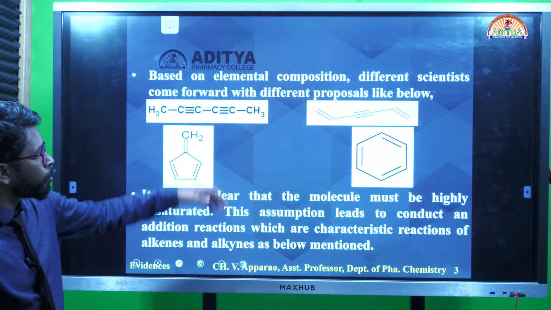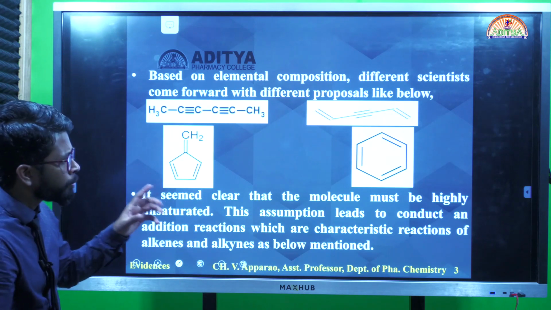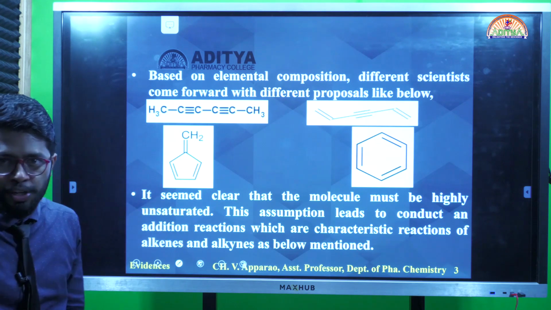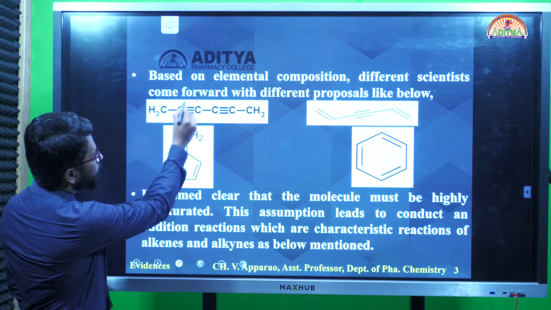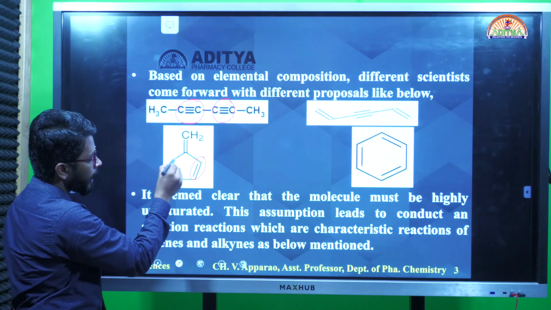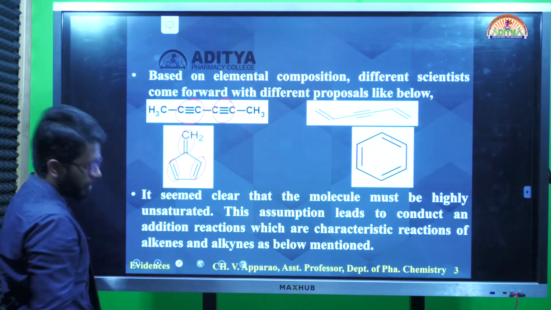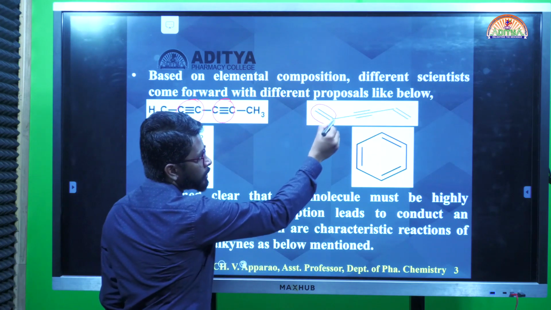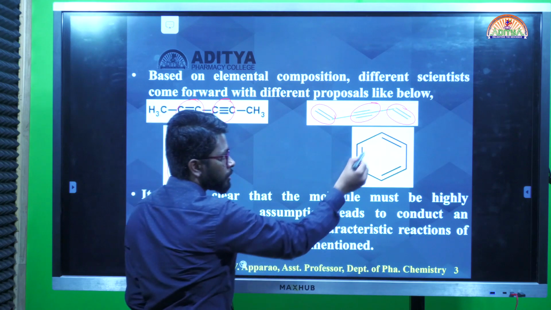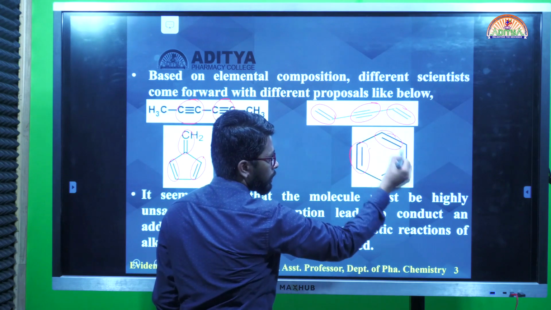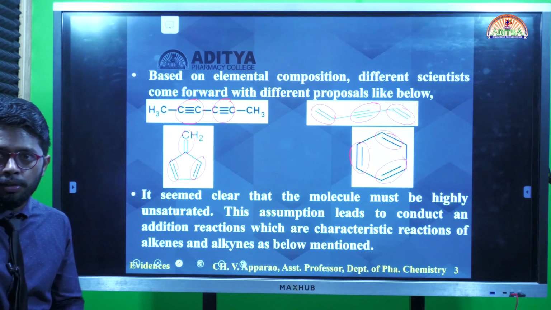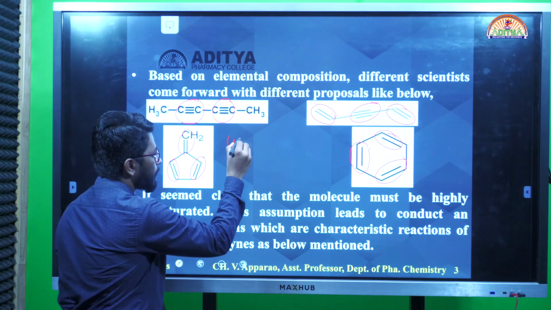If you observe all four structures, what is the common characteristic of all of them? Unsaturation. See here, a triple bonded system is there. Triple bonded system is there. Here, double bond character. Here, if you observe, two double bonds are there, and here it is one double bond. In this structure, three double bond systems are there. And in all four structures we can observe that unsaturation character.